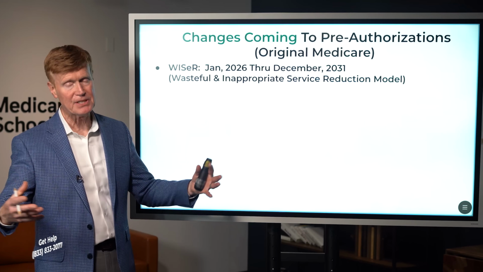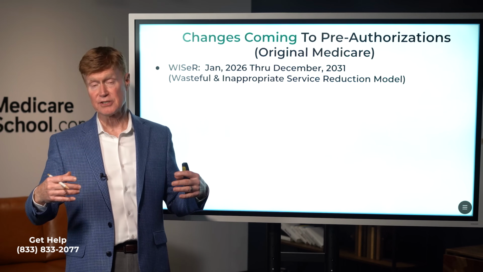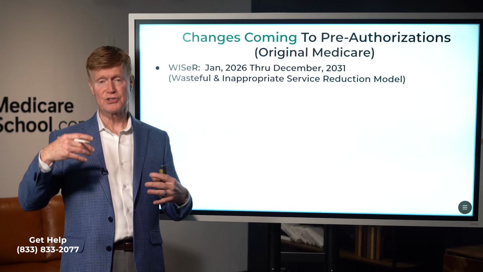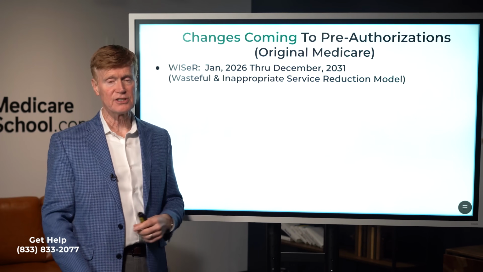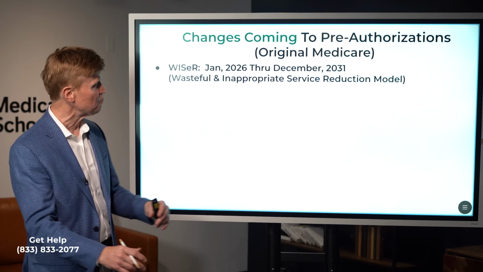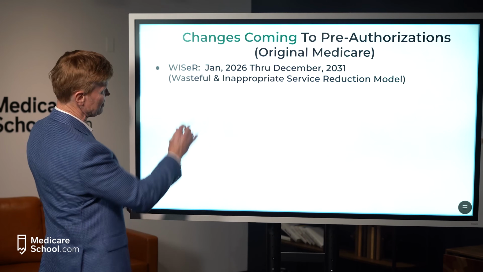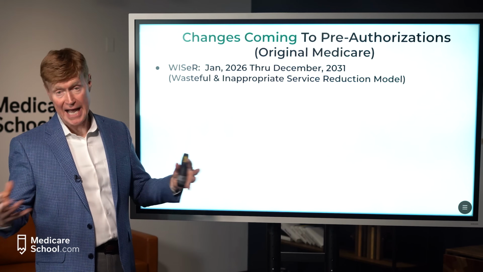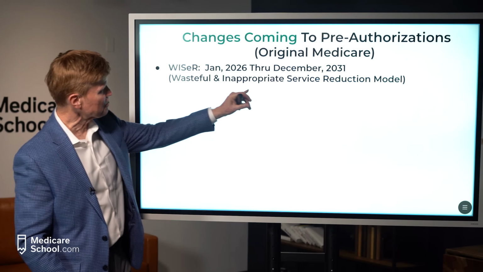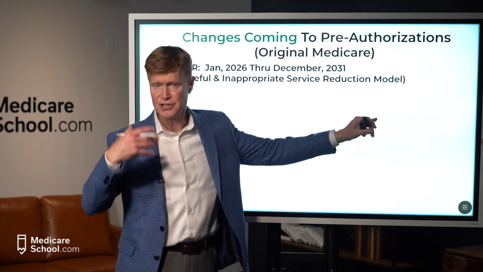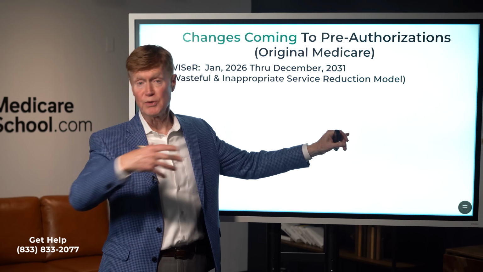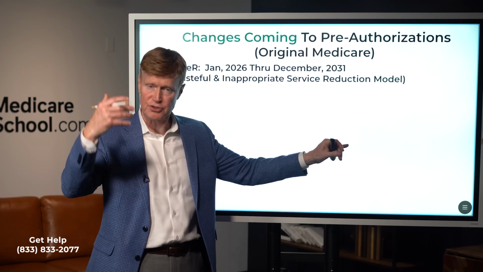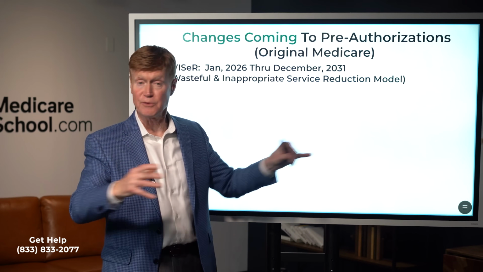Well, this all happened with the passing of this last legislation that was called the One Big Beautiful Bill Act. And part of the implementation of all this was a program called WISER. It's an acronym that stands for Wasteful and Inappropriate Service Reduction Model. As you know, the Department of DOGE has been trying to identify different things within all government agencies where there is some waste, some abuse, some fraud, and all of that. And they want to reduce that.